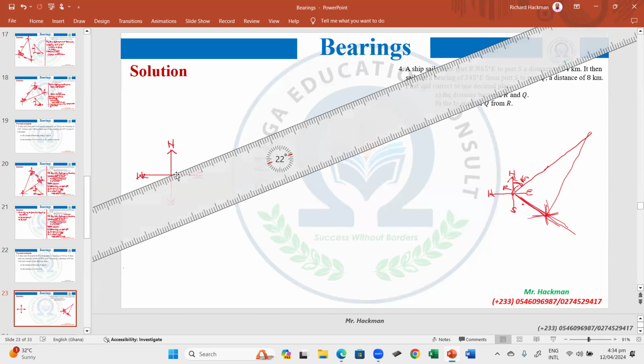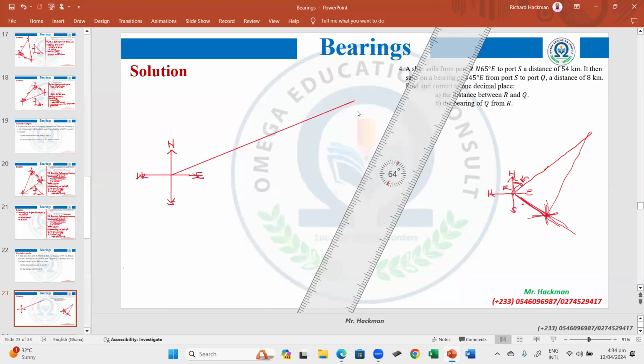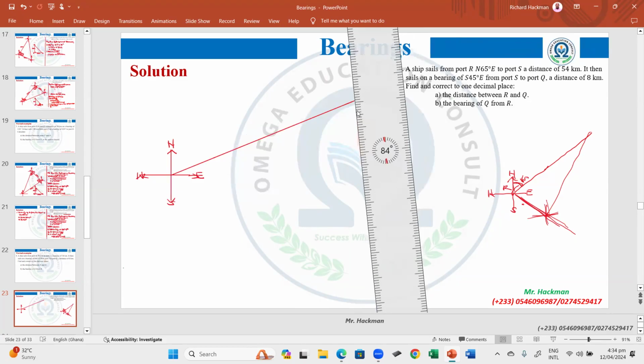All right, so now what do we have? I'm going to draw it directly. The distance there is what? Is it the 54? This is the longest distance, so you can go as far as you want. I want to end here, and then the other one will be shorter than this.